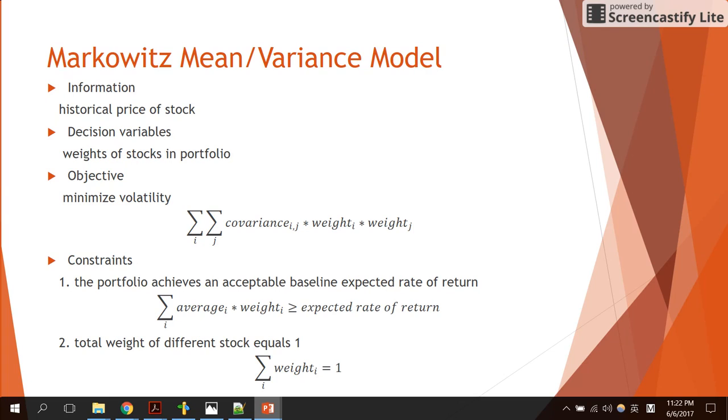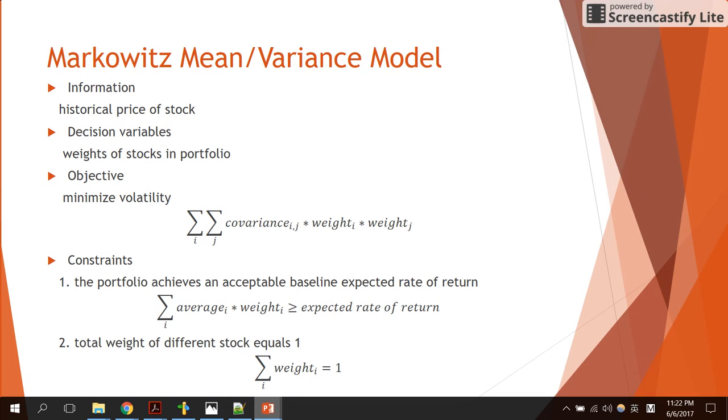Mathematically, the volatility of the portfolio is the sum of the covariance between stock i and stock j times the product of the weights of these two stocks. There are two constraints. First, the average rate of return of the portfolio should exceed the baseline acceptable rate of return. Second, the sum of all weights of the stocks in the portfolio equals 1.